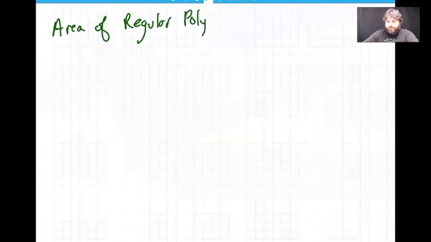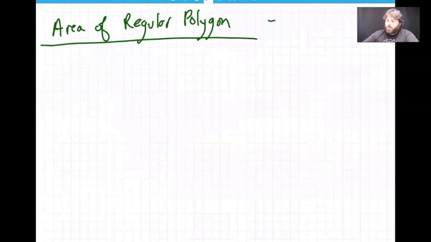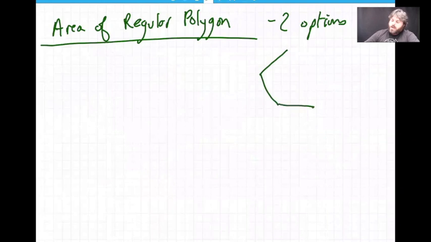All right, so let's move on to the area of a regular polygon. How do we find the area of a regular polygon? Well, there's two options here. There's a really good shortcut, and we're going to talk about that second. But first, we'll talk about just what it looks like. So let's say we have a regular hexagon. 6 sides, they're all the same, and all these angles are the same.